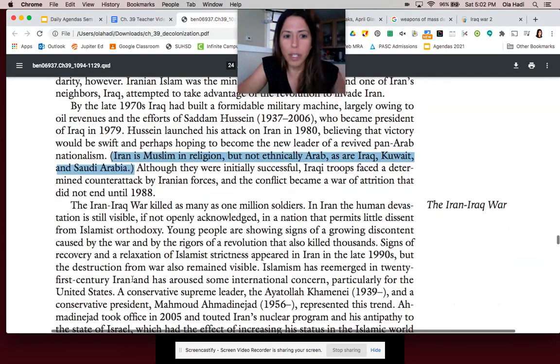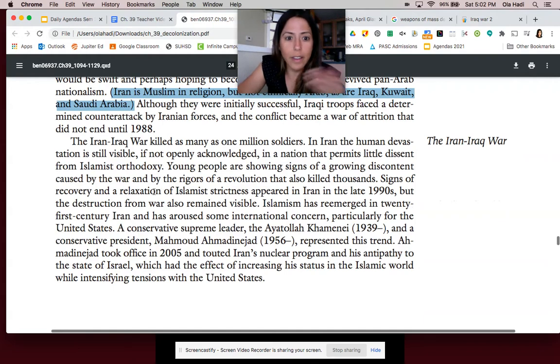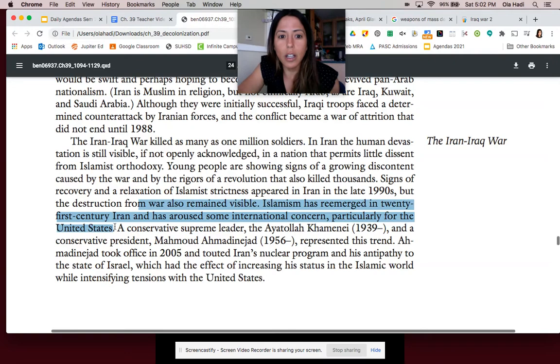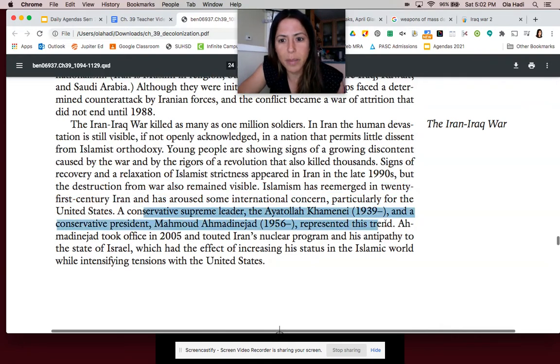They're Indo-European, not Semitic. So long story short, this ends up being a protracted battle that impoverishes both Iran and Iraq and leads to untold suffering by the people. It lasts 8 years, 1980 to 1988. So this is also going to increase Islamist interest. And eventually there's going to be, this is just telling you about who comes to power within Iran.